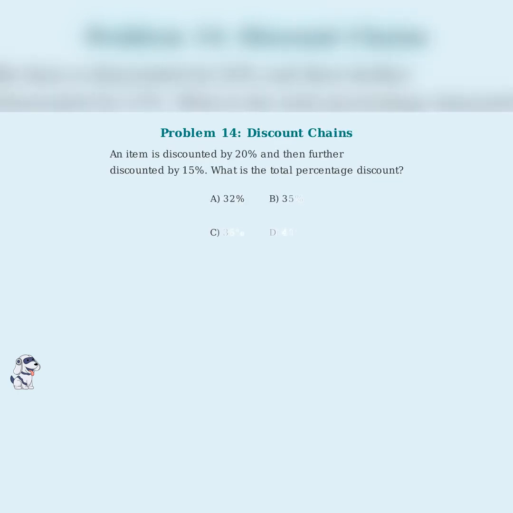Here we have a discount chain problem. An item receives 2 successive discounts, first 20%, then 15%. We need to find the total percentage discount. The key insight is that successive discounts don't simply add up. The second discount applies to the already reduced price, not the original price. Let's work through this step by step.